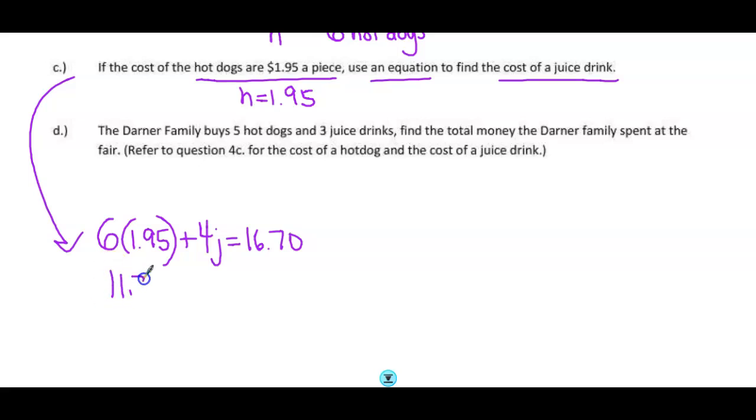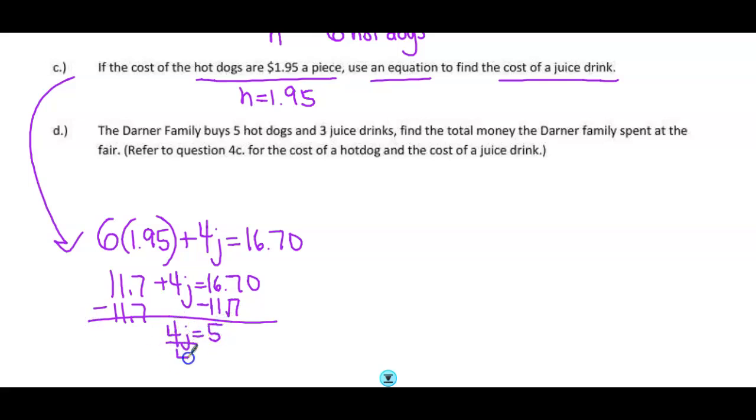So this is $11.70 plus 4J is $16.70. We're going to subtract $11.70 from both sides. 4J is $5, and you divide by 4, and you get J equals $1.25. So the cost of a juice drink is $1.25 per juice. Now you would have gotten the same answer if you would have used the Farley family. It just would have been solved a different way.